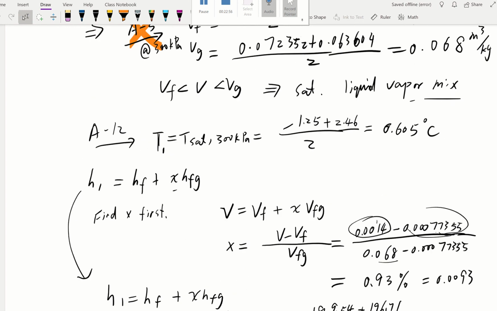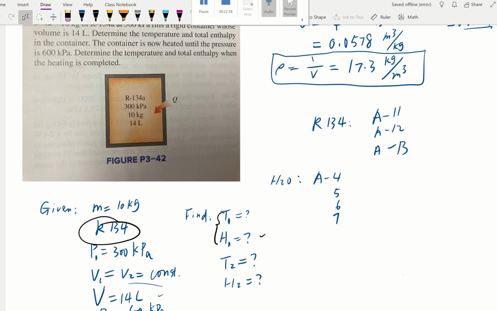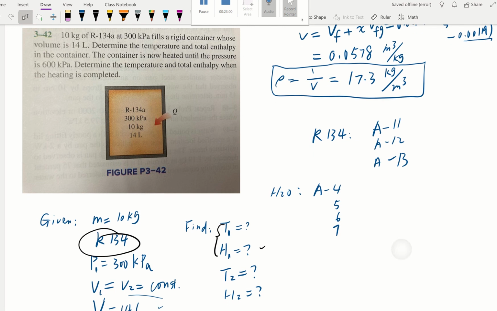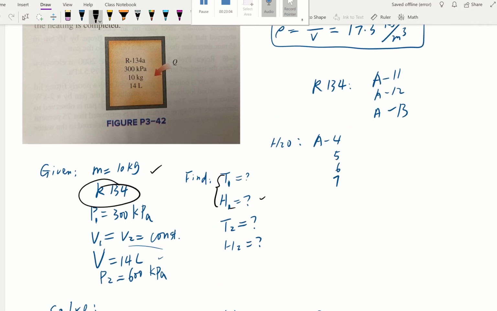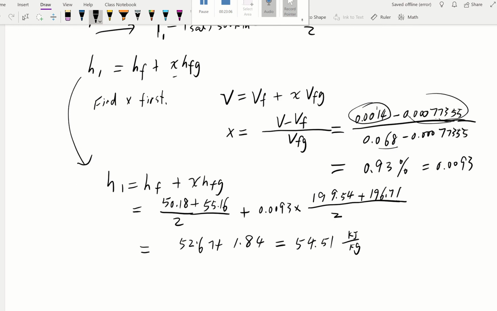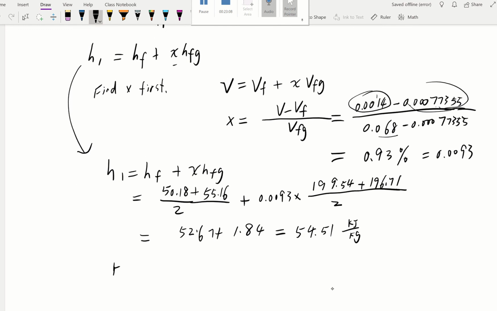And remember, for this problem, they're asking you about the total enthalpy, right? The total enthalpy, so it's big H, and they do give us the mass. Then we can go ahead and find out big H. So big H is going to be the m times h1, mass 10 kilogram times small h, 54.51 kilojoule per kilogram. Then that cancelled out.